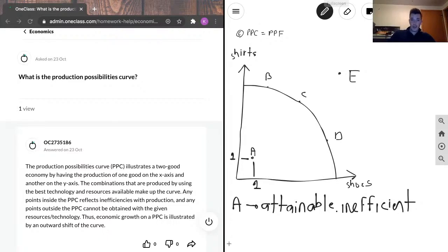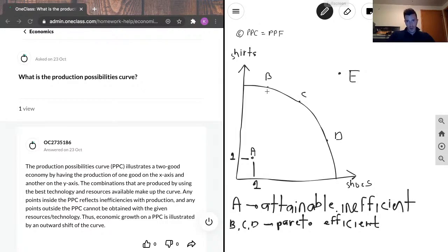Say at this point you can get one pair of shoes and one shirt. But points B, C, and D, which are actually on the line, are what we would call Pareto efficient, or technically efficient. Definition of Pareto efficiency, more broadly, not even just specifically in this example: something is Pareto efficient when you cannot make one more person better off without making someone worse off. And every point on the line is Pareto efficient.